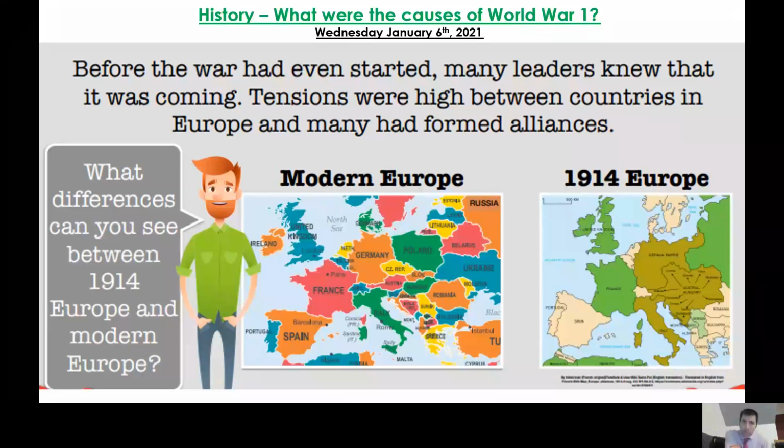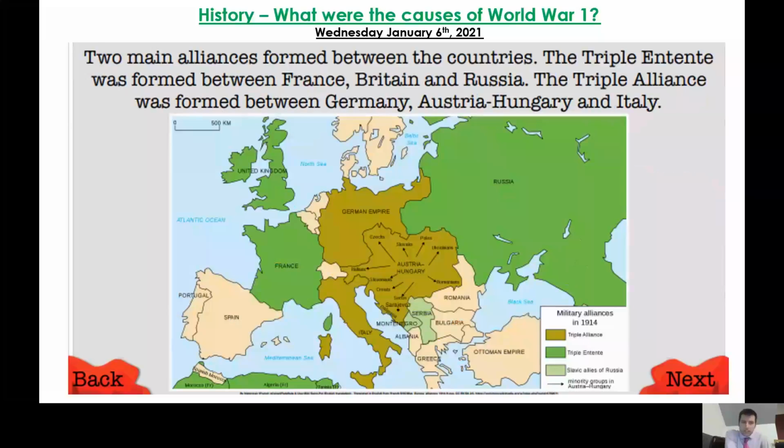Okay, if you look at modern Europe, you can see that there's lots of different colours on our map of modern Europe. If you look at 1914, there are fewer colours. Those colours represent the empires that were existing. Okay, within those empires, there were alliances. There was this thing called the Triple Entente, which was three countries, France, Britain, and Russia, and they were against the Triple Alliance: Germany, Austria-Hungary, which was one country back then, and Italy.